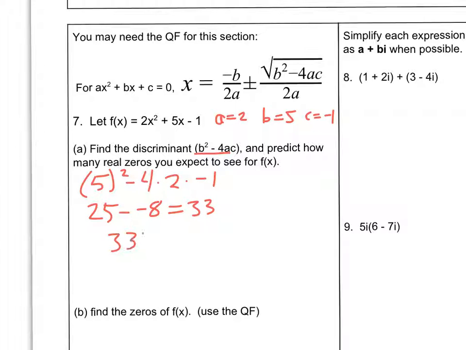Since 33 is greater than 0, based on our rules for the discriminant, that tells us that there have to be two real solutions, or two real zeros.